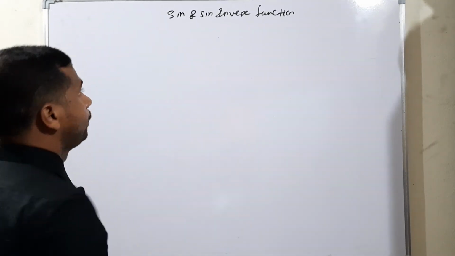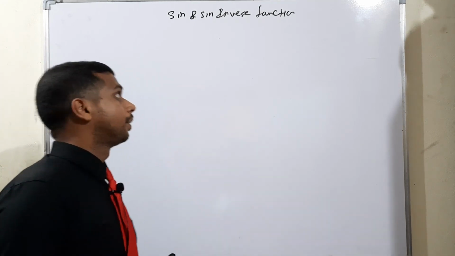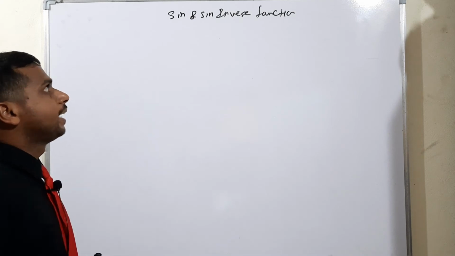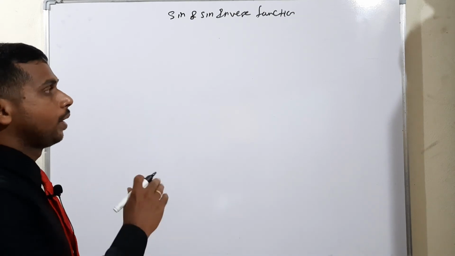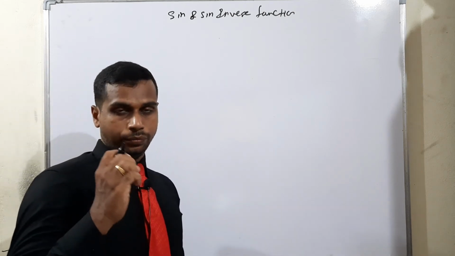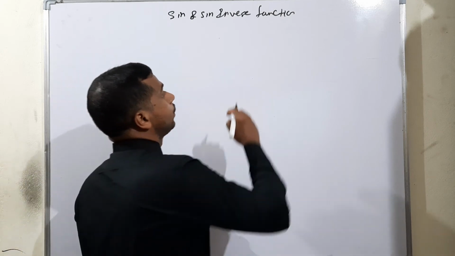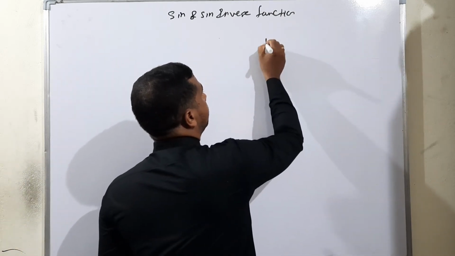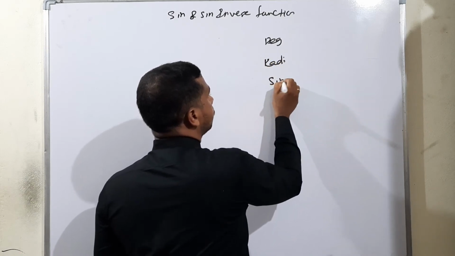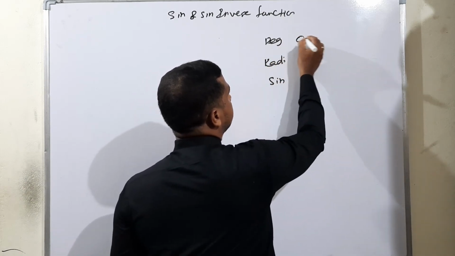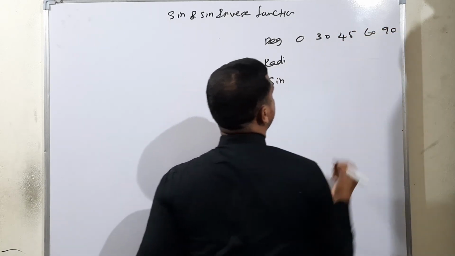I am moving to the continuation of concepts from chapter number 4. What is the name of chapter number 4? Inverse trigonometric functions. Moving to the sine and sine inverse function. Before moving to the sine and sine inverse function, first we have to know very thoroughly the value of sine from 0 to 90. Sine 0 to 90 means degrees, radians and sine values. Degrees are 0, 30, 45, 60, 90.